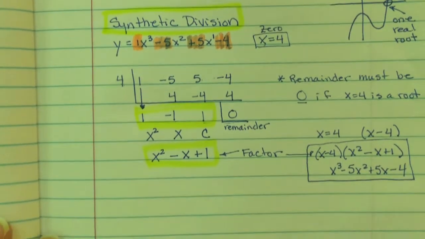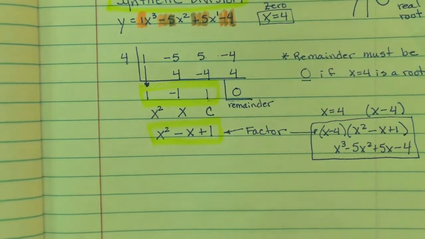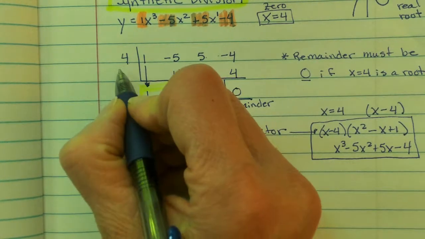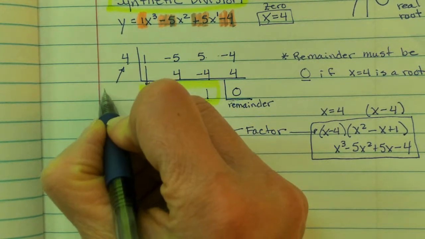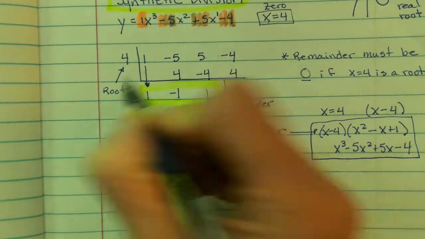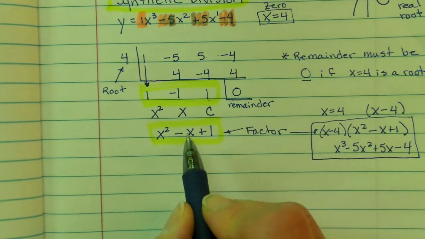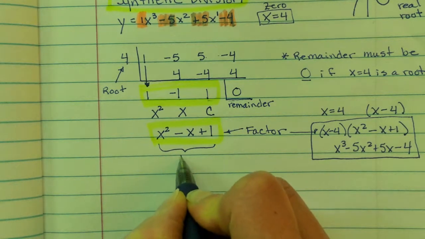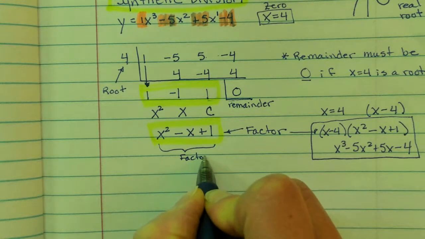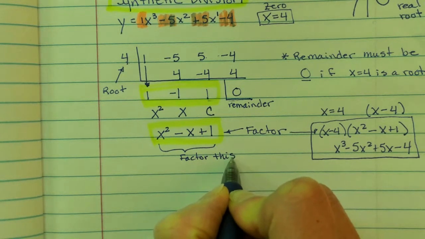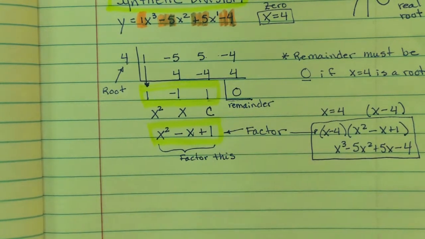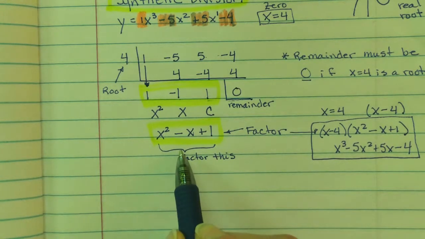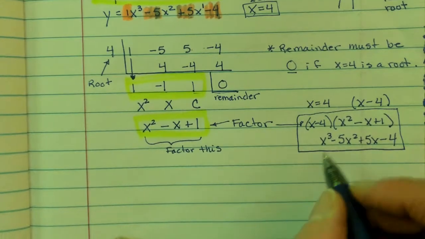But I'm looking for the zeros. So remember, 4 was one of my zeros. That was a root. So I have to find the other ones, which means now I need to factor this. Okay, I'm going to factor the factor. One's a verb, one's a noun. So I'm going to try to factor this. Let me do this over here.